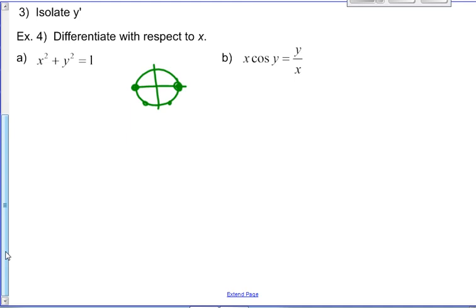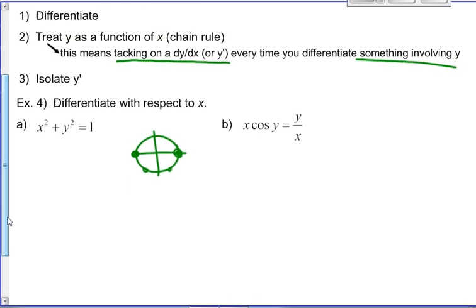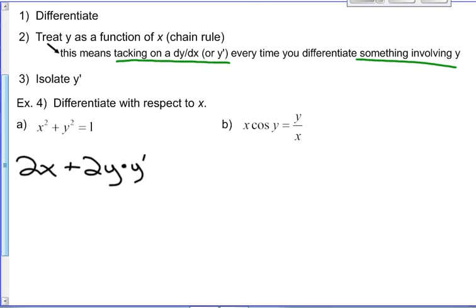Here's what the differentiation looks like. So we differentiate x squared, no problem, 2x. y squared looks like this. It would be 2y and then times y prime. Okay, that's the tacking on a dy by dx or y prime. And then equals, well, the derivative of 1 is just 0.